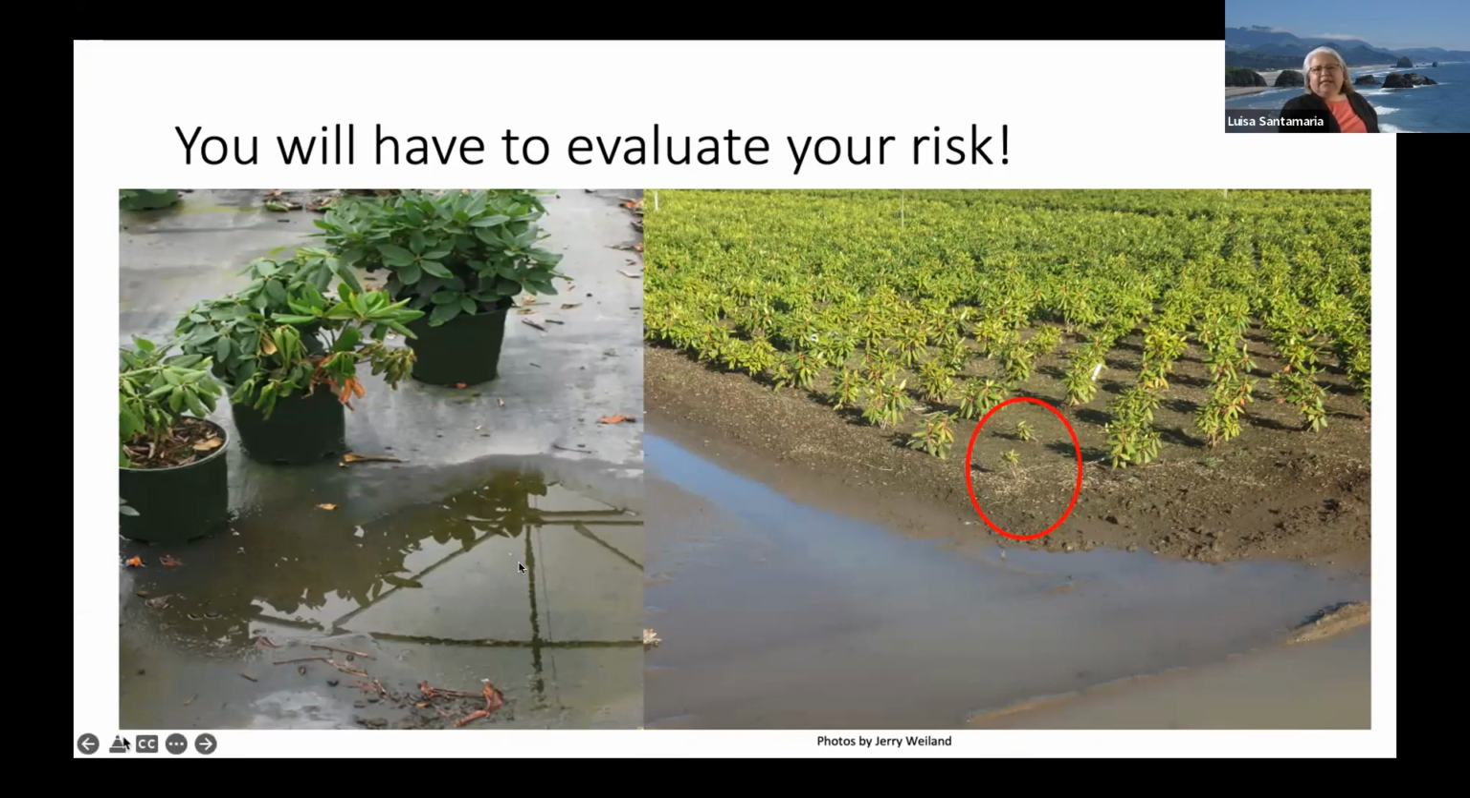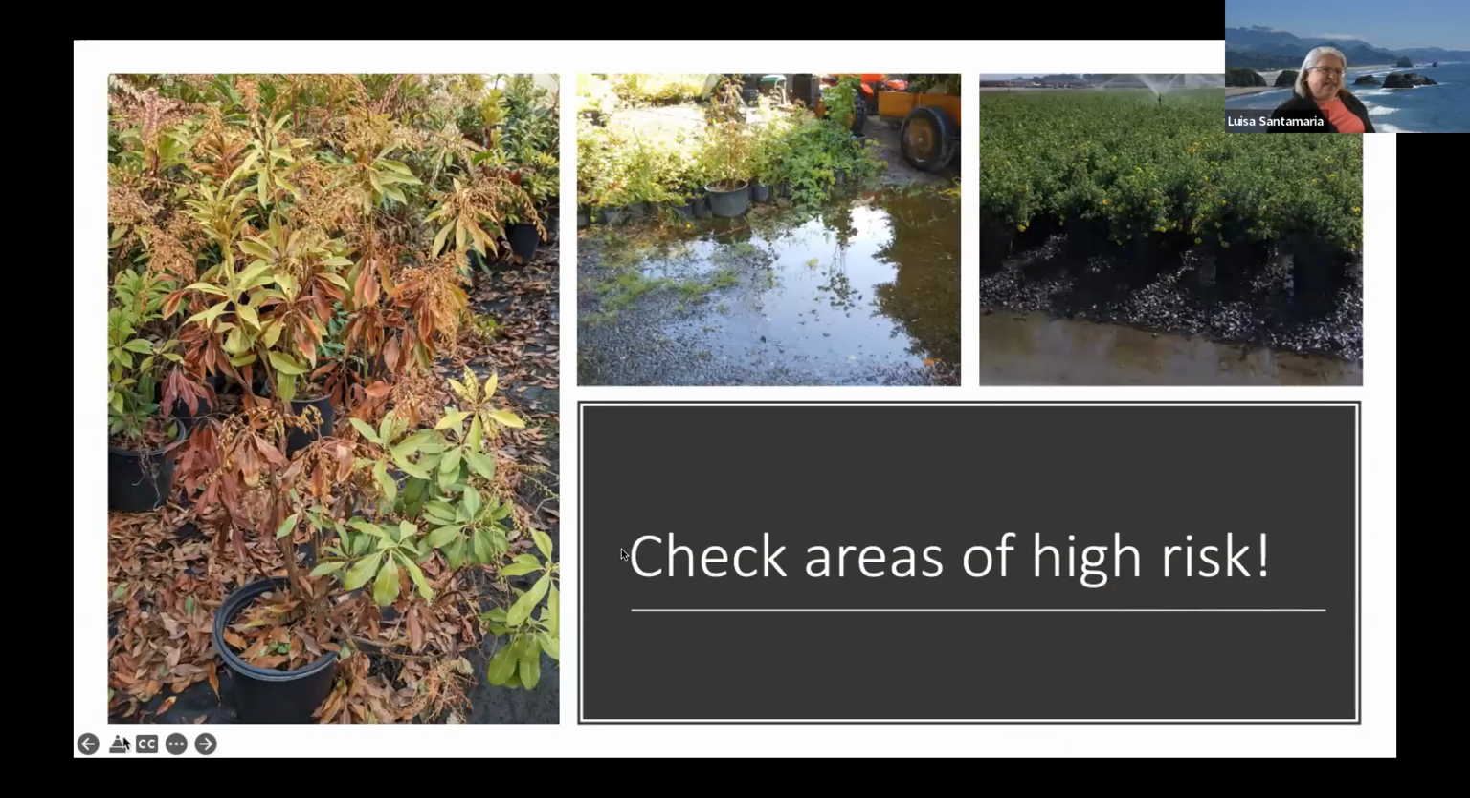We could also have standing water in places even where we have a barrier, like in this covered area, but still we have standing water, and we have two plants that look sick. This could spread to other plants, and that could be a risk. So we need to check the points in our nurseries where we have standing water, and we need to take some corrective actions in some way.